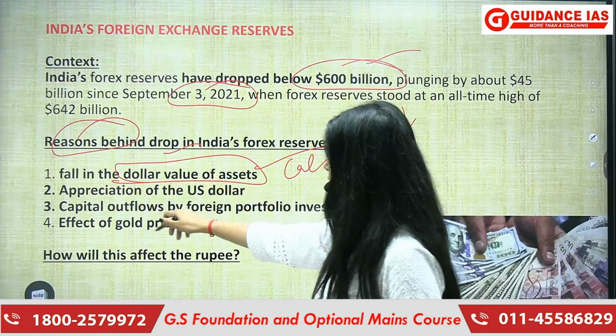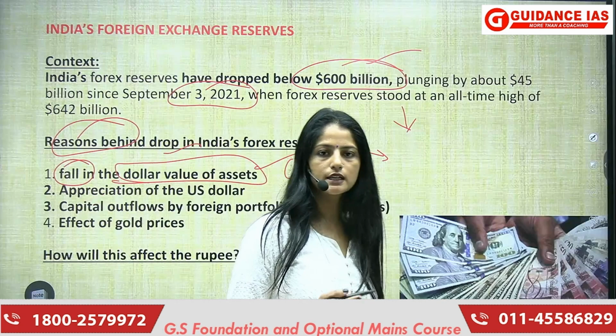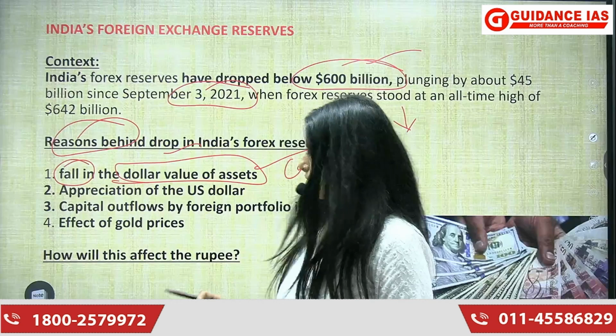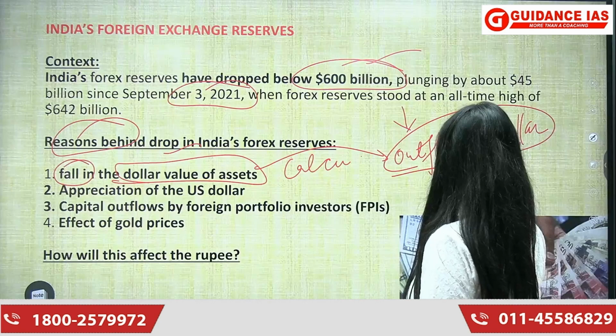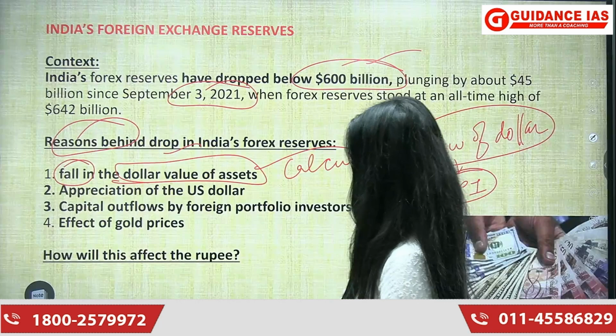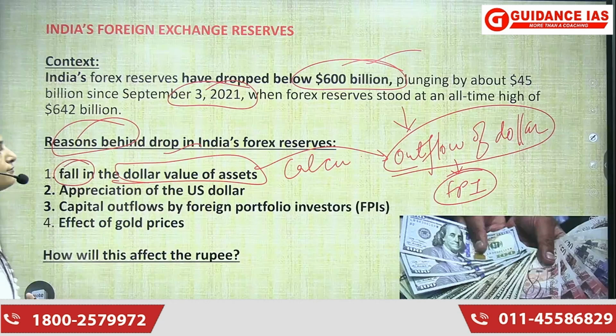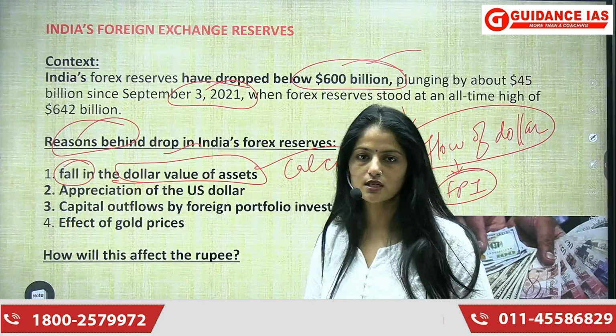Because we all know, during COVID, the foreign portfolio investors, if you remember, there was an outflow of money, or you can say an outflow of dollars. Through what? Through FPIs. FPIs took their money out of India, because of which dollars went out, and there was a fall in the dollar value of assets in our forex reserves. This was the first and the major reason, I would say.